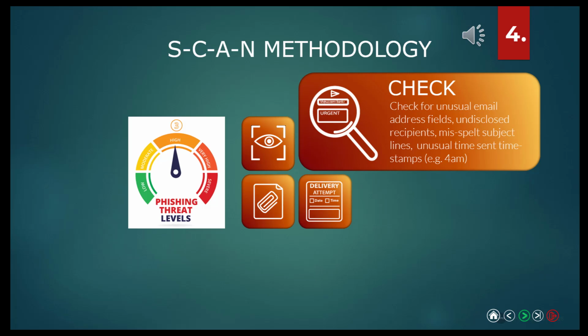So next is the check phase, which involves looking at the email heading for odd or inconsistent elements. This, as we'll see shortly in our examples, could be things like unusual email addresses, undisclosed recipients in the To or CC field, misspelling in the subject line, and even a message timestamp which indicates that the message could have been sent in the early hours of the morning, perhaps indicating a country in a different time zone. Any of these things would be a cause to raise the SCAN threat level to high from moderate on the slide before.